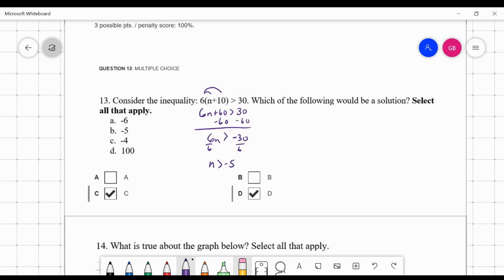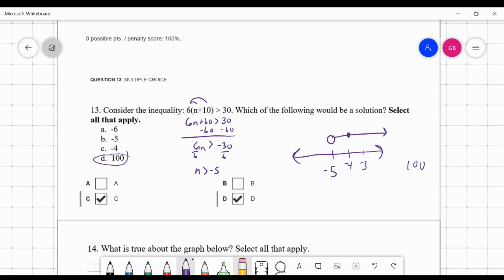Okay, it's going to be easier if you graph it so you can visualize it. So here's -5, and then all the numbers that are greater than -5. Okay, so the numbers greater than -5 are like -4, -3, -2, -1, 0, 1, all of those. So which are in the solution set? So which are in the arrow? So 100, it's definitely over here somewhere, right? And so is 4. You see 4 here. Okay, and that's it. -5 is not included because we have an open circle. So if you have an open circle, it means that it's not included. So it's just C and D.